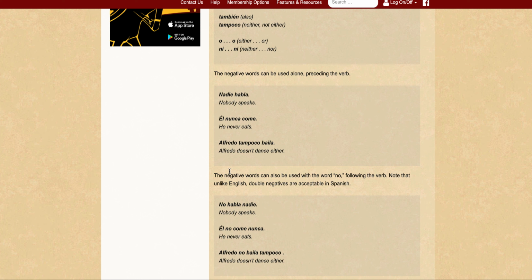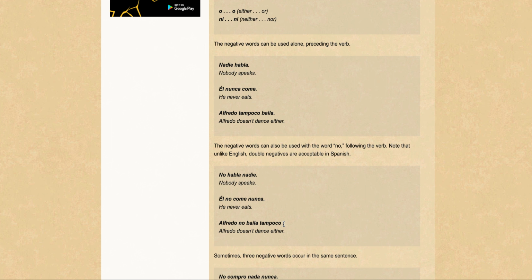And at the same time, negative words can also be used with the word no. So Alfredo no baila tampoco. Alfredo tampoco baila. Alfredo doesn't dance either. In terms of translation, it's exactly the same, but you can see the difference here. Here they have added a no. Alfredo tampoco baila. So the verb is after tampoco. But here, we have Alfredo no baila tampoco, where the verb comes before it, and they say that the negative word can be used with the word no.